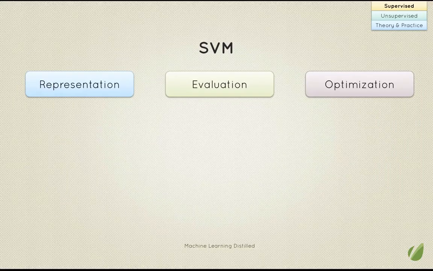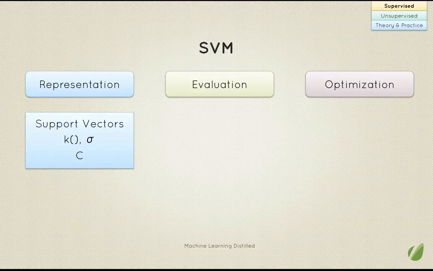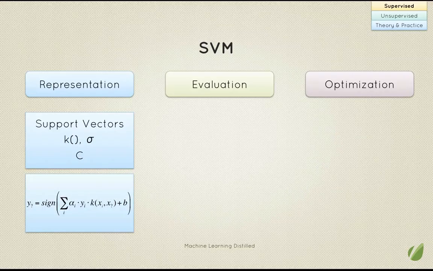What does an SVM look like in terms of its representation, evaluation, and optimization? The representation is really just this set of support vectors, our kernel and its parameters, and the value C if we're using a kernel and/or a soft margin SVM. The SVM is summed up through this representation of our alphas and our kernel, our b, and pushing that through the sign function.